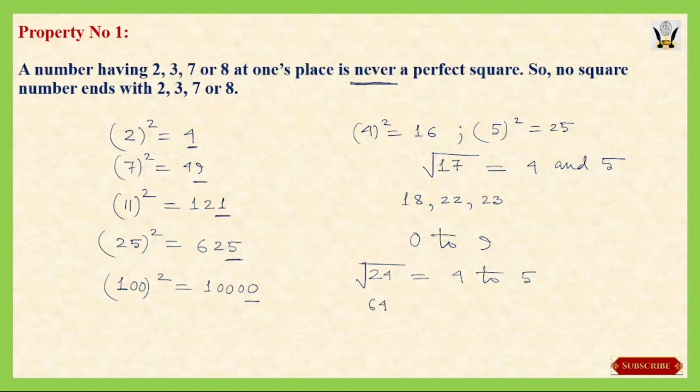If I take a number 64 and take the square root of that, it will be 8, an integer. Another example, if I take 19 and take the square root, again it will be between 4 and 5, because 19 is between 16 and 25, and it will come as a fraction. But if I take 49 and take the square root, then it will be an integer, and that value will be 7. So this is what the first property is all about.